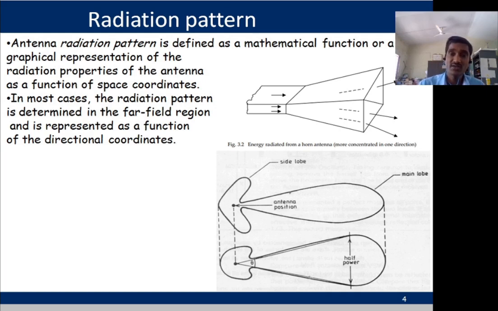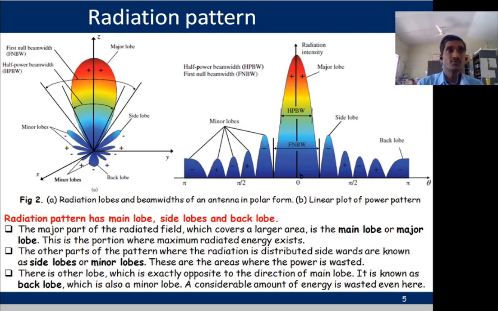In the first figure you are looking at a horn antenna, and we applied some electric energy to the horn antenna through the waveguide, and on this side it radiates the electromagnetic energy. Now what is the nature of this electromagnetic radiation? That's shown in this figure. This is nothing but the radiation pattern of the antenna. In more detail we are going to study the radiation pattern. The radiation pattern is shown here.